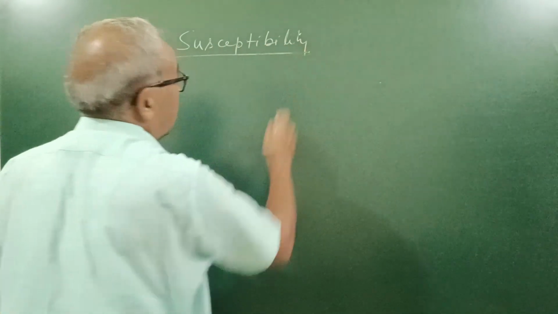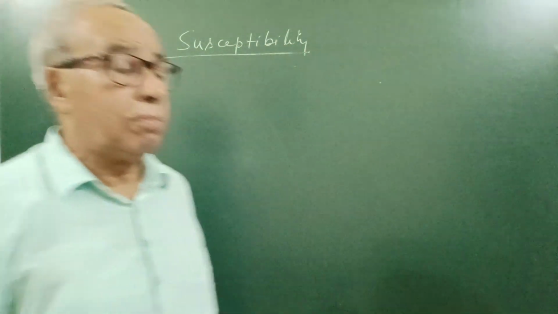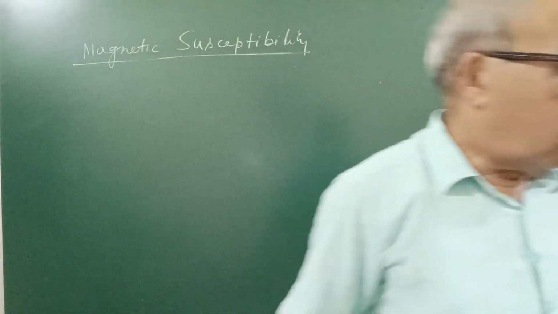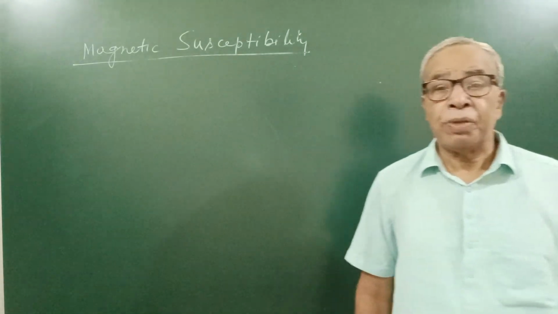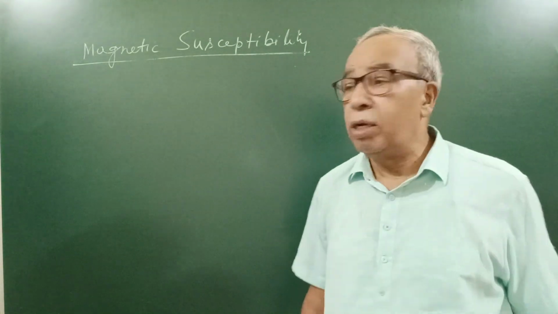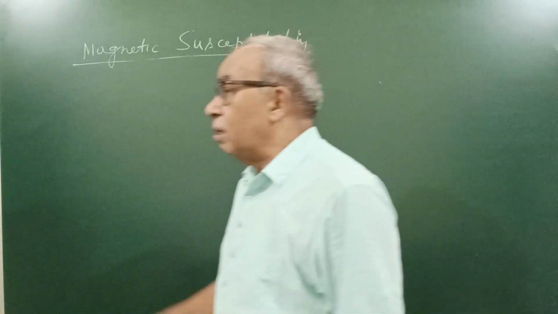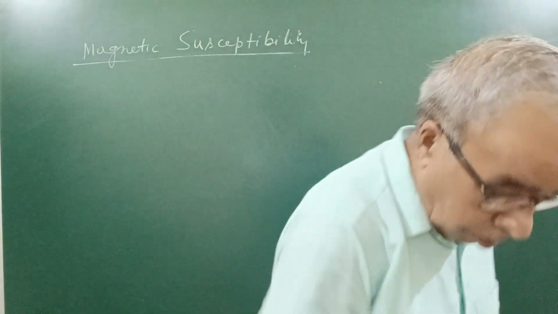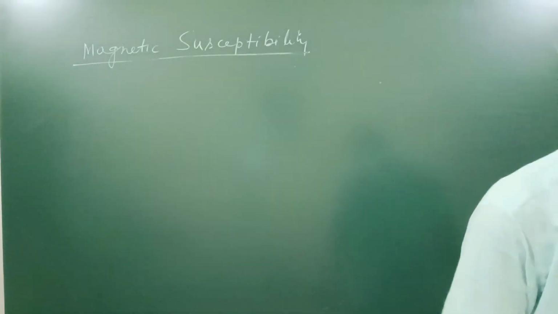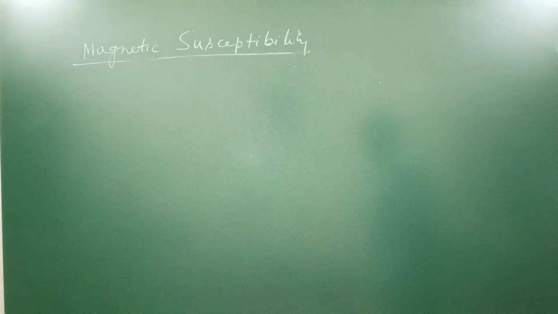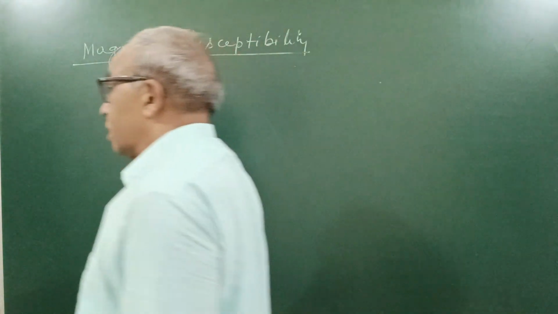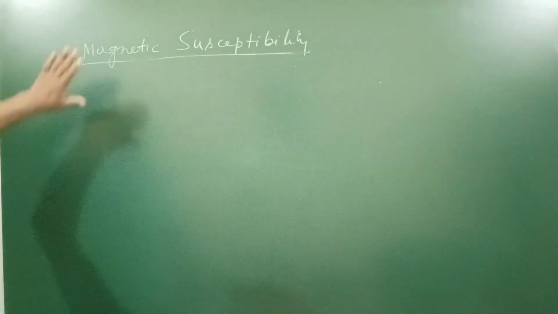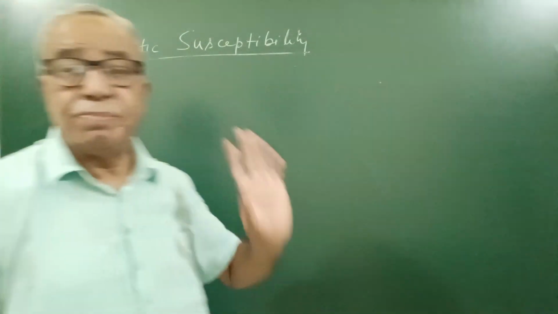Susceptible means being affected by some other effect. For example, some people are susceptible to cold, meaning a little variation in the temperature of the environment makes them get sick. They suffer from cold diseases like influenza, etc. Similarly, what is magnetic susceptibility?